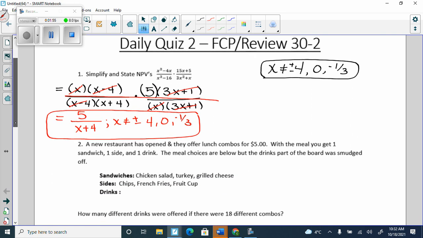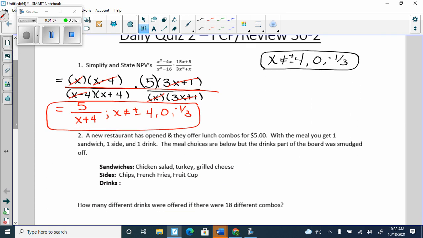Then we went to some fundamental counting principle questions. And then we went to Venn diagram at the end. So a new restaurant has opened and they offer lunch combos for $5. That's pretty amazing if that were true. Make sure you're not on your phones. With the meal, you get 1 sandwich, 1 side, and 1 drink.